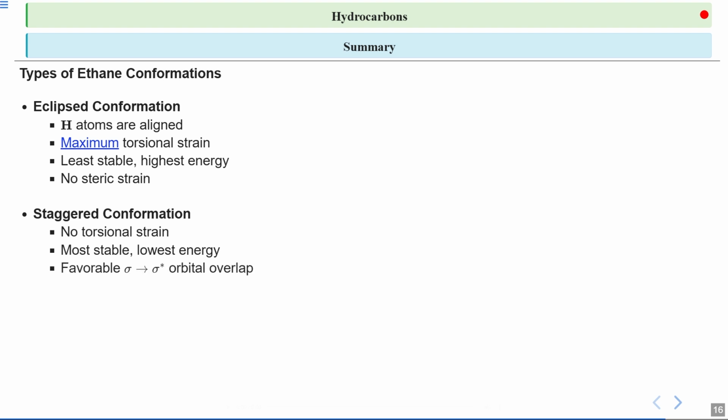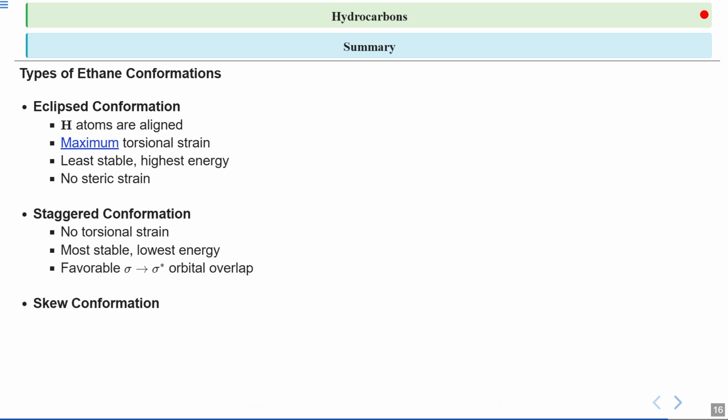Additionally, they have a sigma to sigma star donation, which is a kind of stabilizing factor because here the electrons are being delocalized. So two things are there. First of all, they lack strain. They don't have any strain, neither torsional nor steric. At the same time, they have an additional stabilizing factor, which is sigma to sigma star donation, or sigma to sigma star orbital overlap.